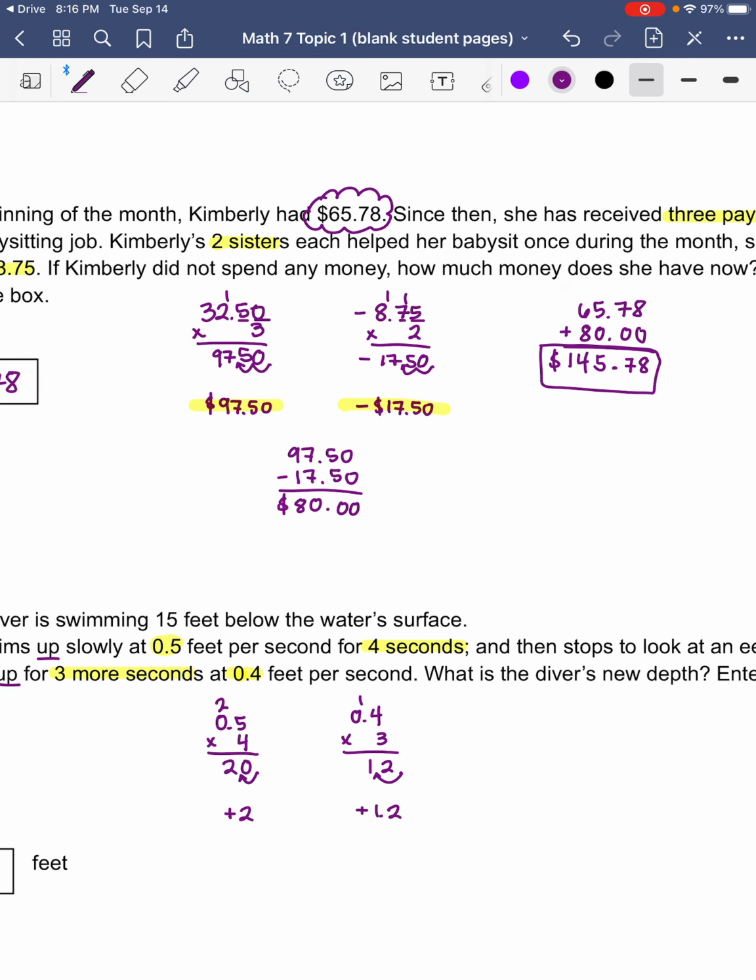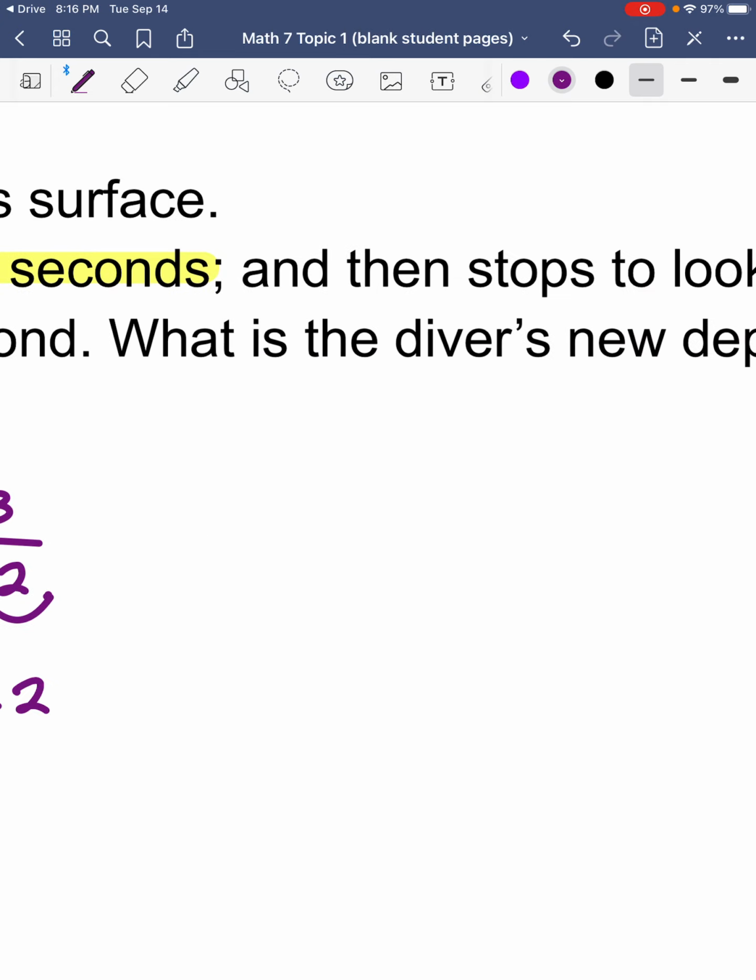Okay? So the total change is going to be 2 plus 1.2, so 3.2 feet up, right? So he travels 3.2 feet up.